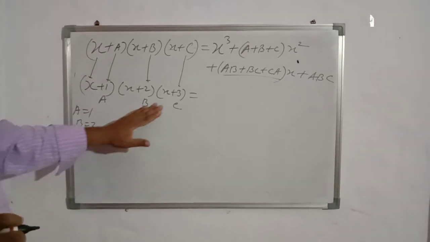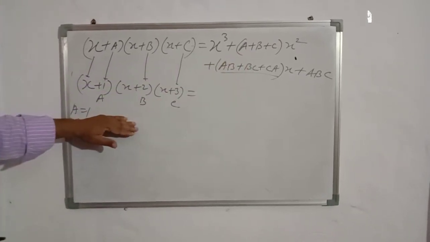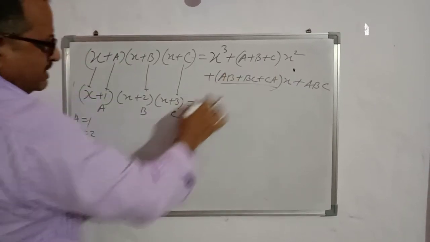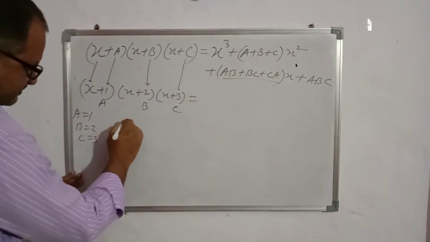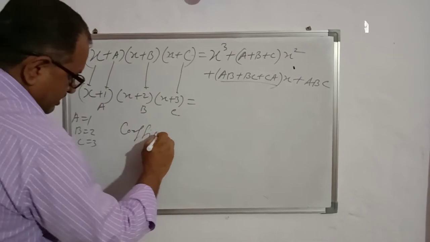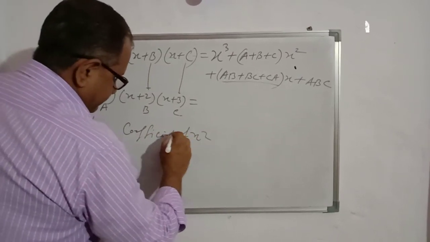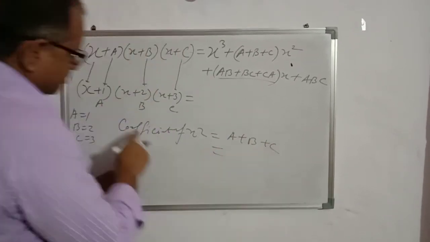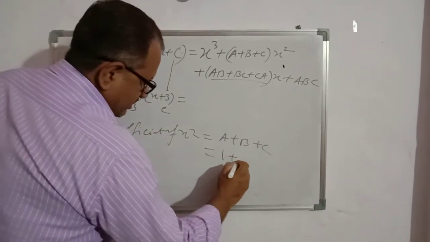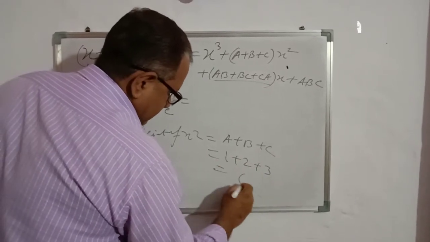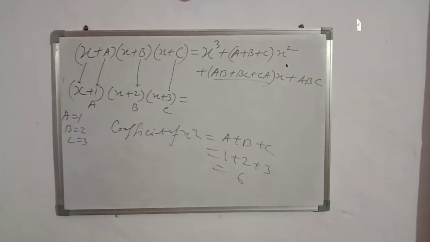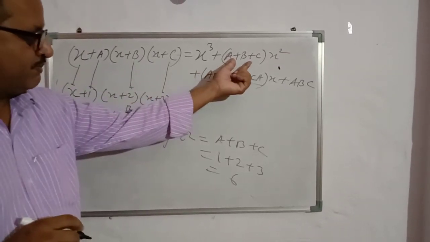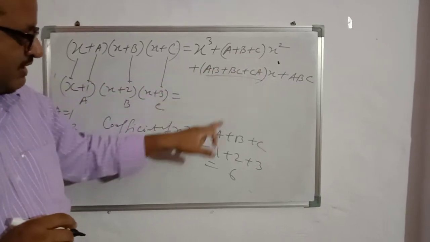If it is asked to find the coefficient of x square in this expansion, no need to simplify it. Directly we can use this result a plus b plus c. So what is the coefficient of x square? a plus b plus c. So see here, a is 1, b is 2, c is 3. It is 6. So if we have to find the coefficient of x square, we will use a plus b plus c, because the coefficient of x square is a plus b plus c.